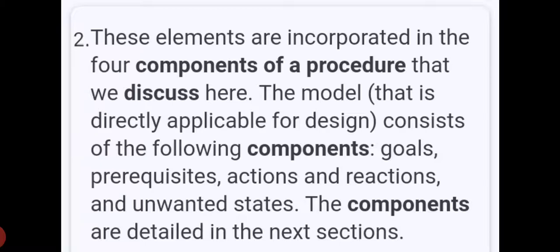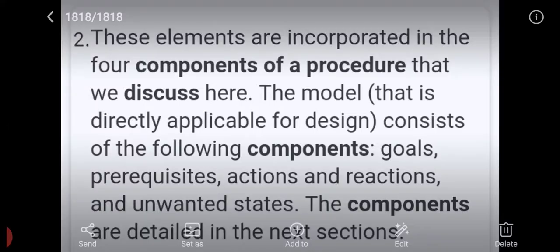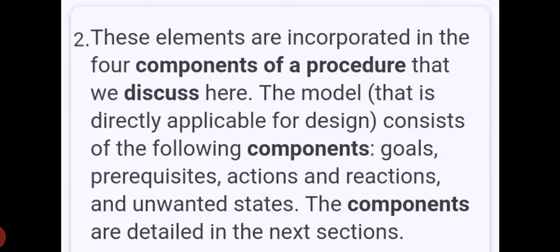Goals, prerequisites, action and reactions, and unwanted states. The components are detailed in the next section.